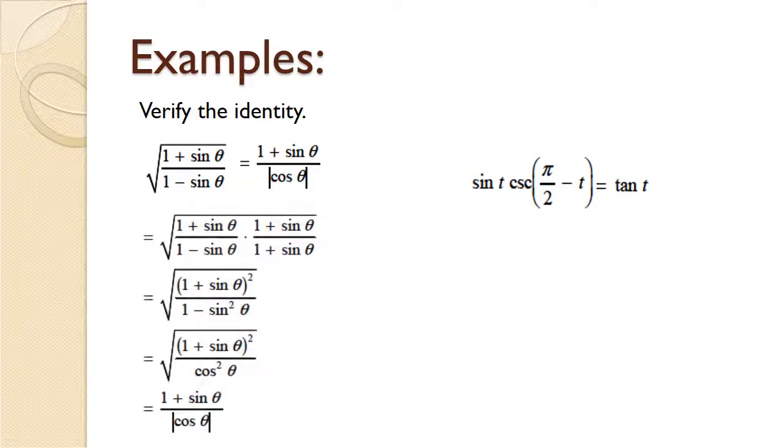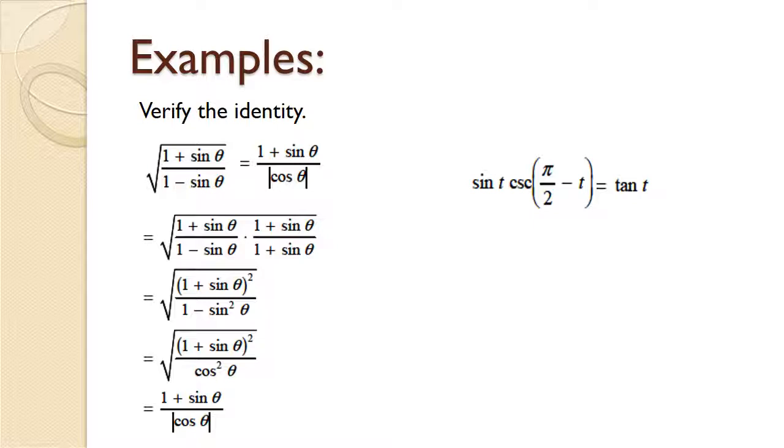So when we do that, in the bottom, by multiplying it out, we get 1 minus sine squared theta. In the top, we just have 1 plus sine theta squared. 1 minus sine squared theta is cosine squared. And when you take the square root of the whole thing, you end up with the absolute value of 1 plus sine over cosine. We have the absolute value there because it was initially under a square root, which means that it needs to be positive.